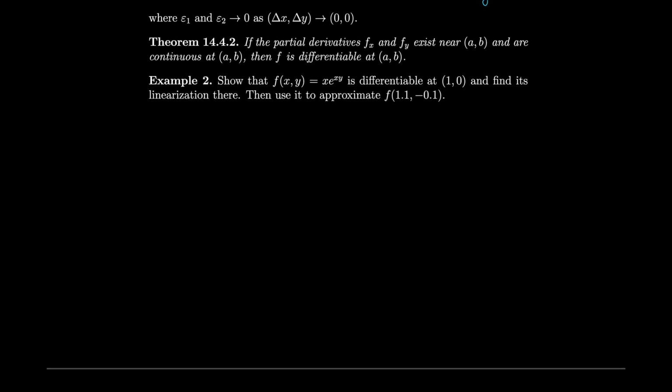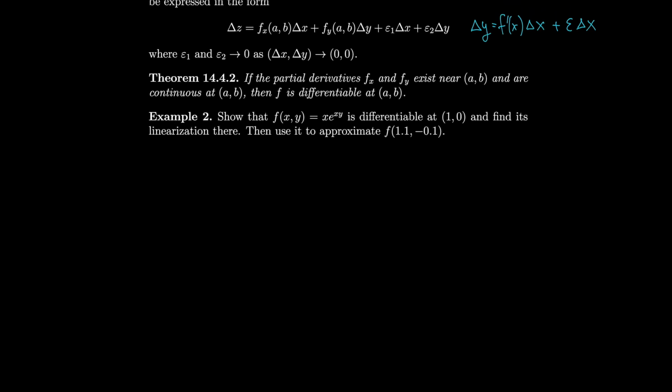Okay, how about we show that x e to the xy is differentiable at (1, 0), and find its linearization there. Then we can use it to approximate f of (1.1, -0.1). So we'll write fx of (x, y) is equal to e to the xy plus xy e to the xy, because we just use a product rule. The derivative of this guy is 1, we keep that, and then we keep this without the derivative, take this with the derivative, and y is a constant, so it hops out.